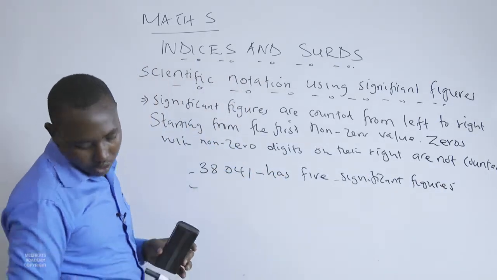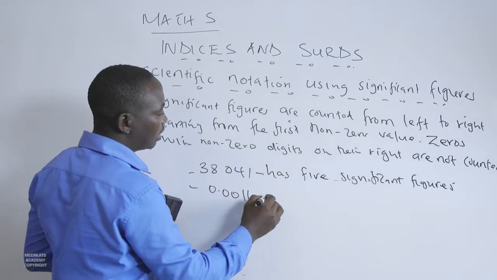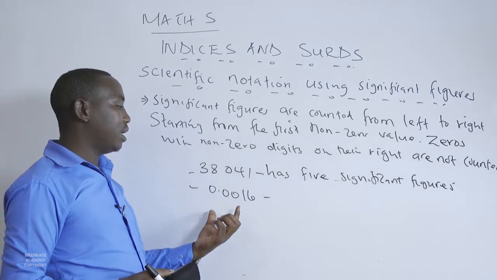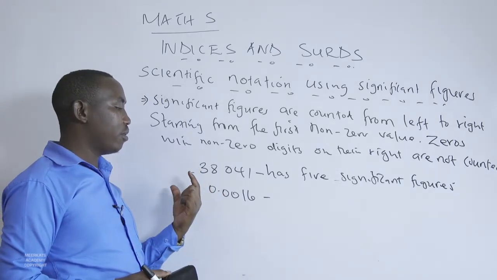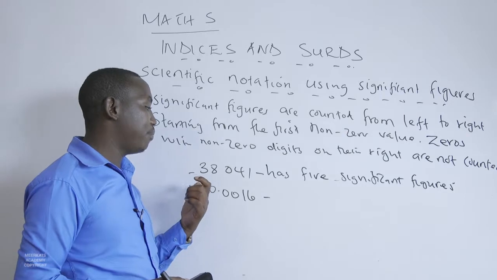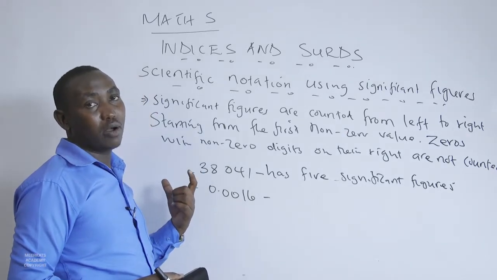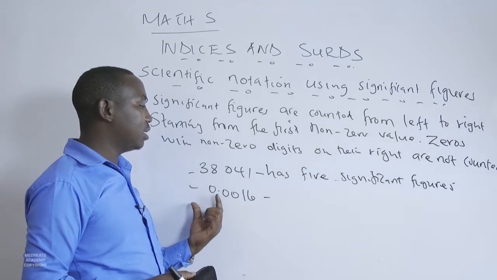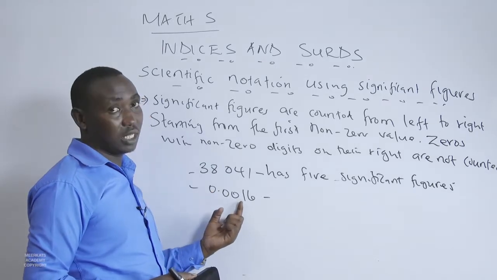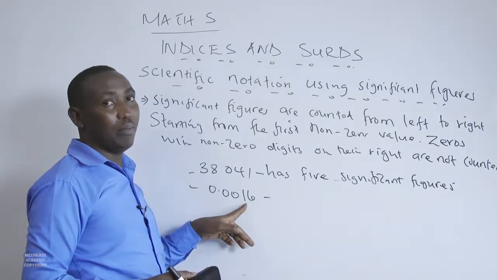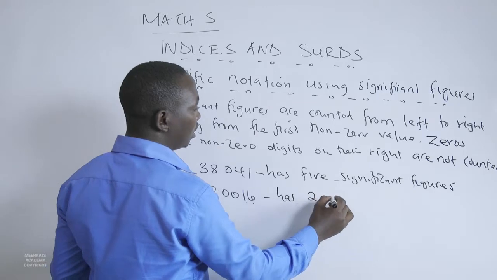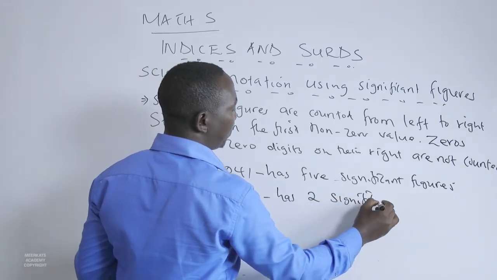Let's look at another case, 0.0016. How many significant figures can you say this value has? We have said any leading zeros from your left towards your right, before the first non-zero digit, we don't count. So in this case, all these up to here are not counted. That means the first non-zero value will be 1. And this will be now 1, 2. Therefore, this value has only 2 significant figures.